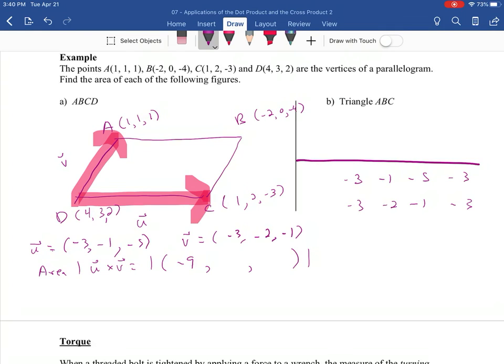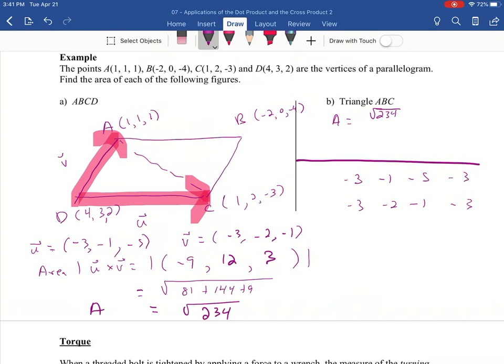Okay, so now I get 1 minus 10, which is negative 9. And I get, let's see, 15 minus 3, which is 12. And I get 6 minus 3, which is 3. There we go, that's better. And now to find that area, I need the magnitude of that, which is 81, 144, and 9. Square root 234 is the area of that parallelogram.